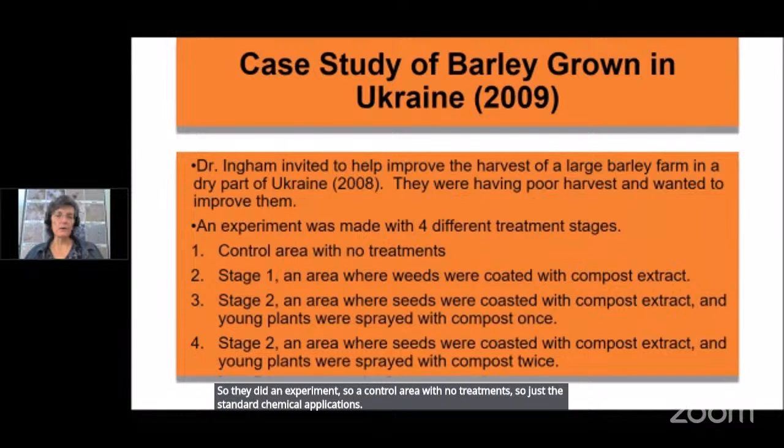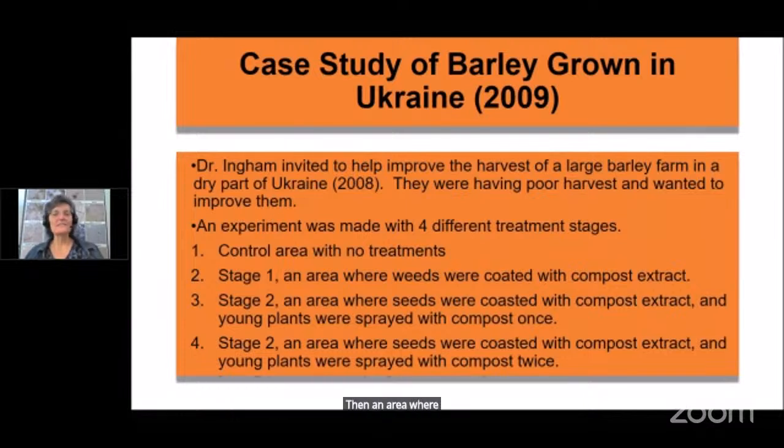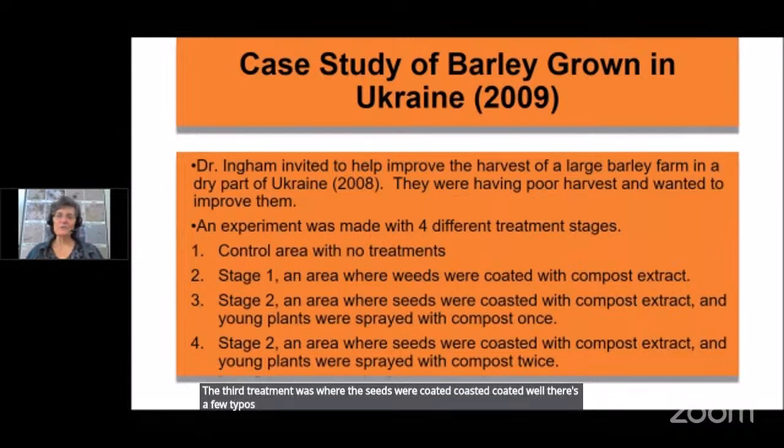Then an area where the seeds were coated with compost extract. The third treatment was where the seeds were coated with compost extract, and then we applied compost tea when the seedlings were very small.